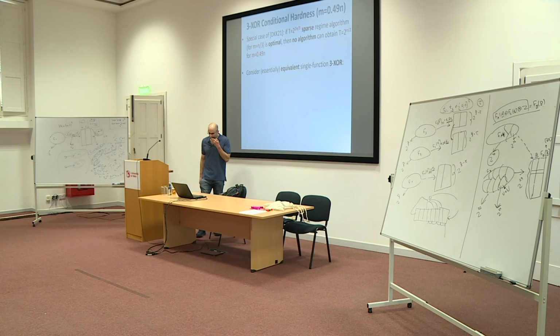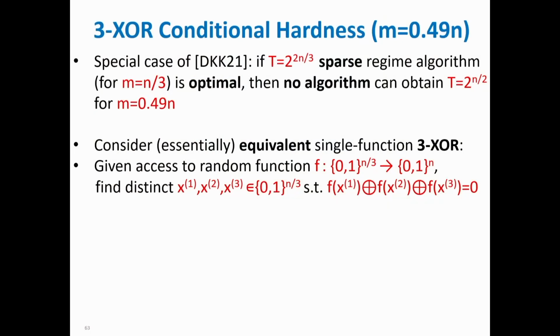For this I'm going to switch notation a bit, because up to now I talked about upper bounds, like algorithms, and now I'm talking about lower bounds. I now have to look at the problem from a different perspective. So it's not going to be convenient to work with the standard notation for k-XOR. I'm going to switch notation a bit.